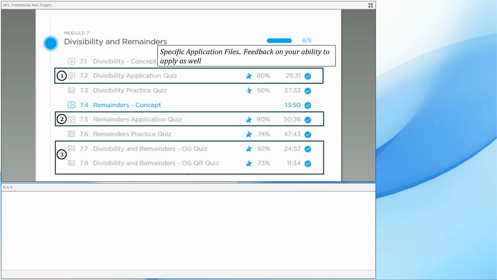We also have dedicated practice files over here for each one of these, and what you see is you get a score over here, you get a score over here, and we teach you and we evaluate you and give you feedback that's personalized to you as to how well you've learned how to apply these concepts. Then we also give you a set of official guide questions to do further practice on, to make sure you get that confidence that you've actually learned.